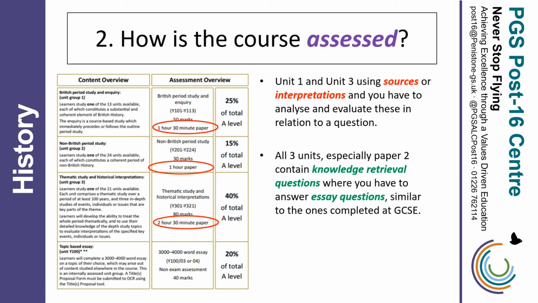Unit 1, Pit to Peel, is 1 hour 30 minutes. Unit 2, the Russia exam, is 1 hour, and Unit 3, the civil rights topic, is 2 hours and 30, and that's really because it's worth 40% overall. Units 1 and 3 contain evidence, sources and interpretations, and you've got to analyse and evaluate those in relation to a question. All 3 units, but especially paper 2, contain knowledge retrieval questions. They're essay questions, similar to the ones that you've completed at GCSE, but a great deal of revision and preparation is required to be able to answer those questions effectively.